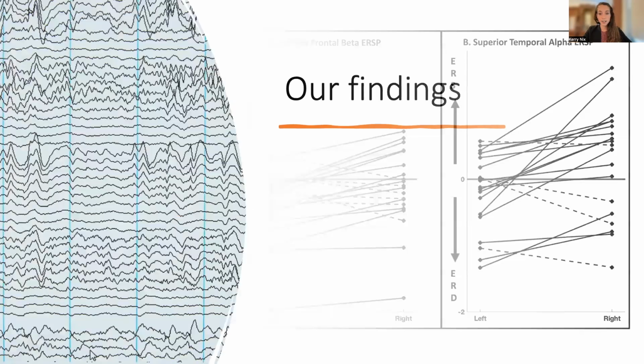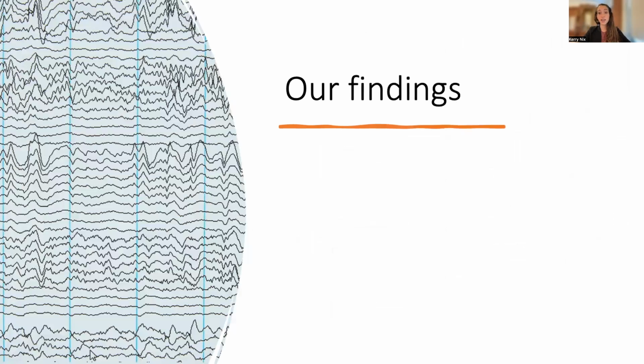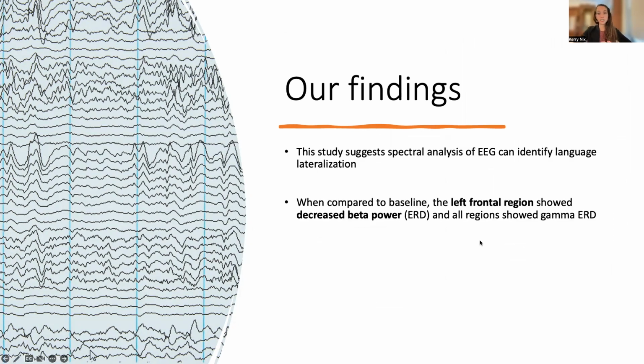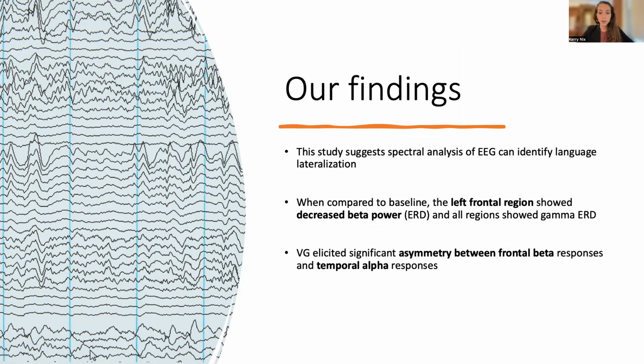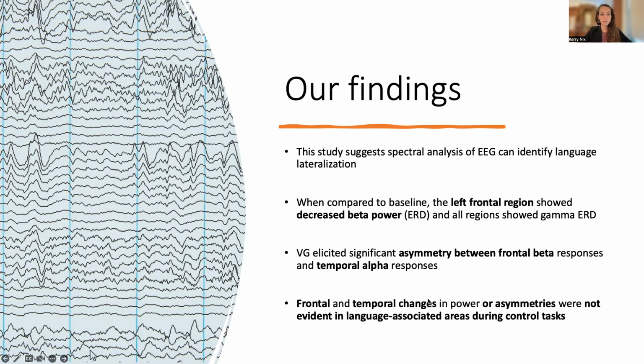So this study suggests spectral analysis of EEG can identify language lateralization. Now, when compared to baseline, the left frontal region showed decreased beta power, or ERD, and all regions showed gamma ERD. Furthermore, verb generation elicited significant asymmetry between frontal beta responses and temporal alpha responses, and frontal and temporal changes in power or asymmetries were not evident in language areas during control tasks.